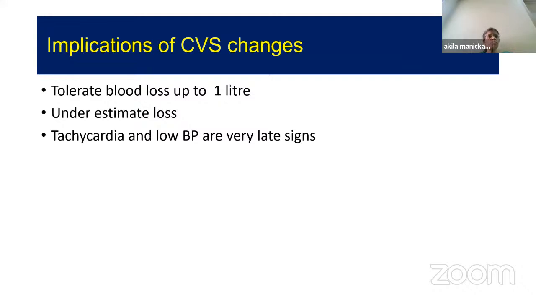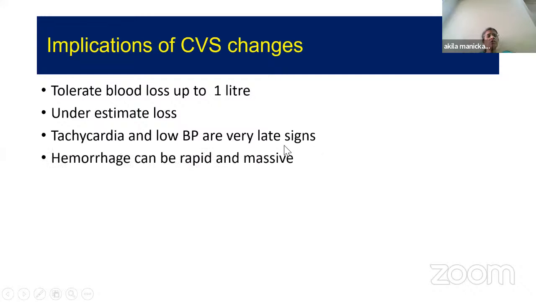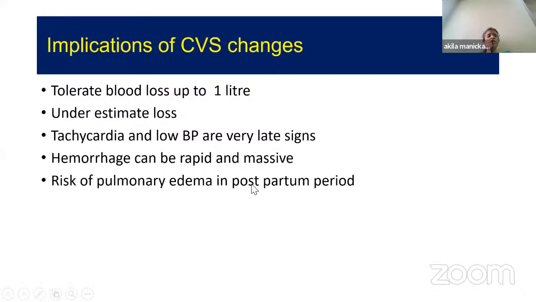The next thing which we have to do is communicate with the surgeon regarding the uterine tone. Whenever they start massaging, it is an indirect clue for you to know that the patient is losing blood, and you get ready with your other venous access and colloids or blood in case it is needed. So you don't wait for tachycardia and low BP to set in in the case of an obstetric patient who's bleeding. This is because hemorrhage can be very rapid and massive, as I already told you.